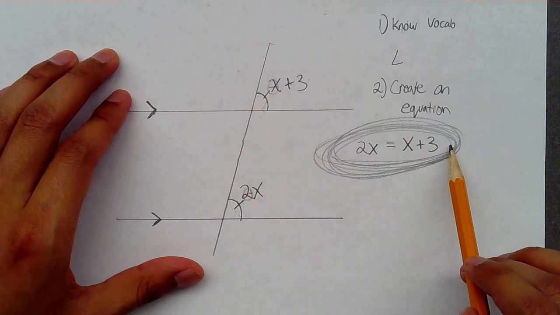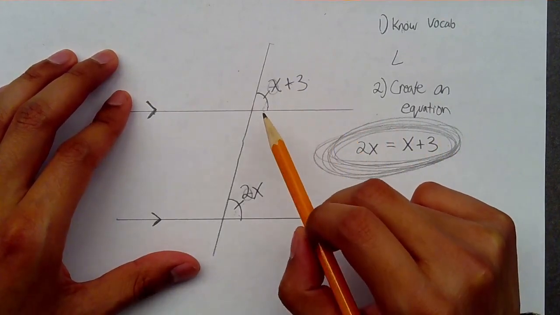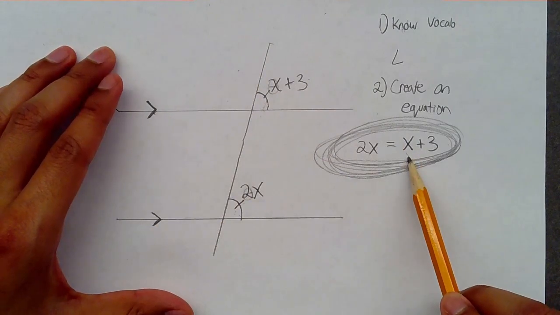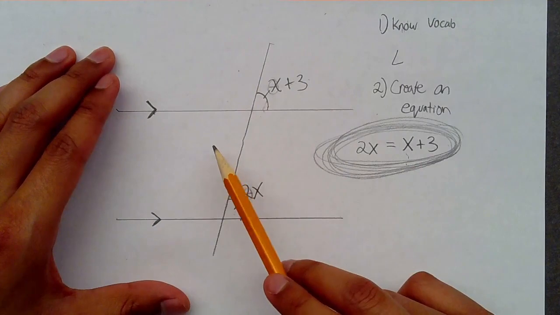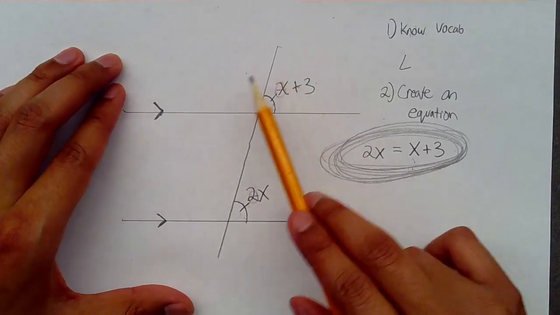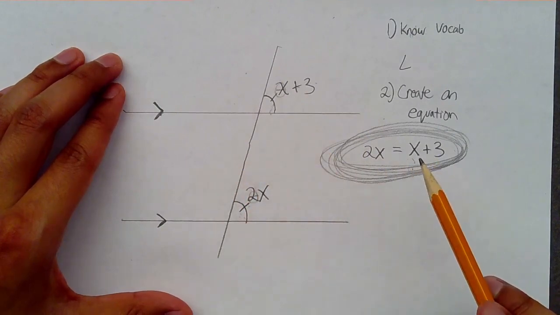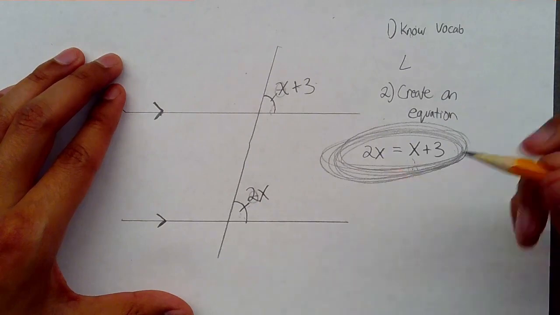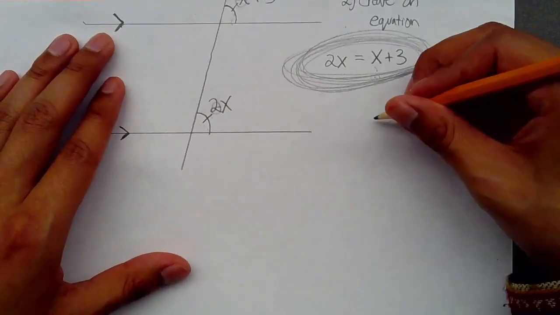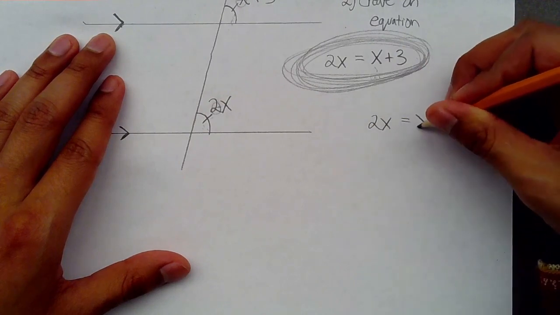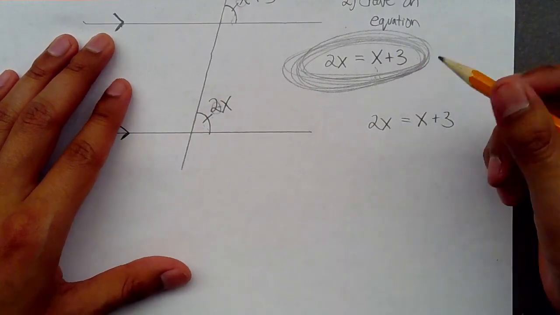In geometry, everything we are trying to do is turn this picture into an equation. Once we've done that, we don't even need the picture anymore. We just solved this. We have decomposed this entire thing into one equation. And I know you know how to solve this equation. Let's go ahead and take a look. 2x equals x plus 3 was my first step to solve this equation.